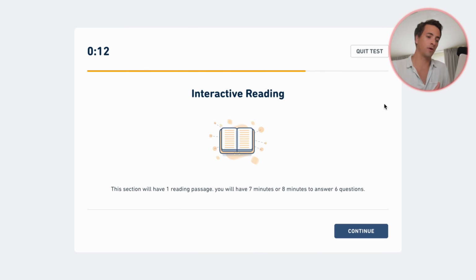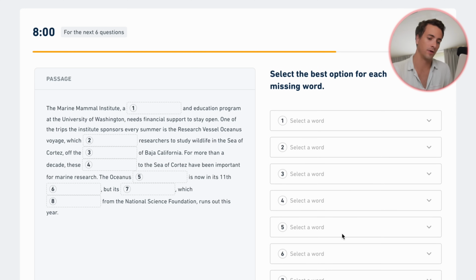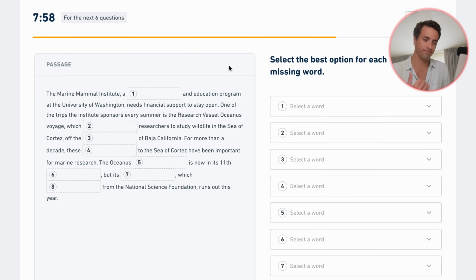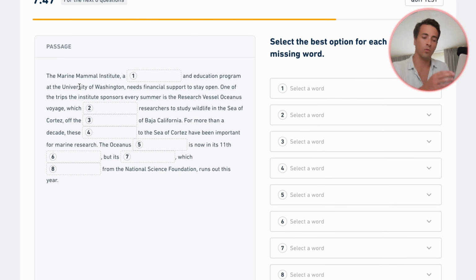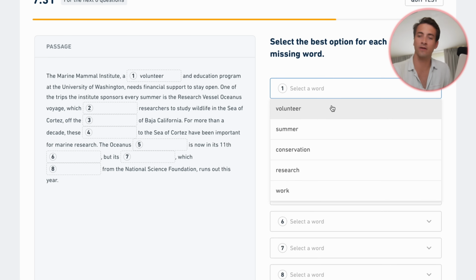All right, next we will go on to interactive reading. You can see here that it says you will have 7 or 8 minutes to answer 6 questions. So how this works is you are given a passage, and the first step is it'll have missing words. So you have to figure out what those missing words are. So it won't have a title, and the first and last sentences will not be complete. So this makes it a little more challenging than reading complete. In addition, you're not given those letters at the beginning of the incomplete word. However, what makes it easier is that for each word, you're given options.